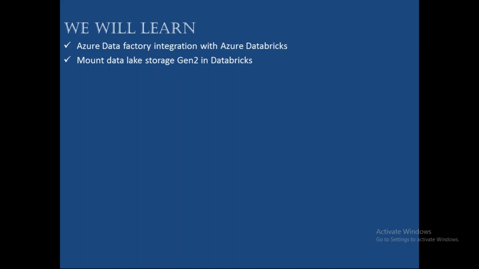So, mount Data Lake Storage Gen 2 in Databricks. We are going to mount this particular Data Lake Storage Gen 2 in Databricks. Once we mount it, we can read the data which we have in Data Lake Storage Gen 2. Then we are going to see how to call a Databricks notebook from an ADF V2 pipeline. We have Azure Data Factory pipelines, and we will learn how to call the Databricks notebook from them.